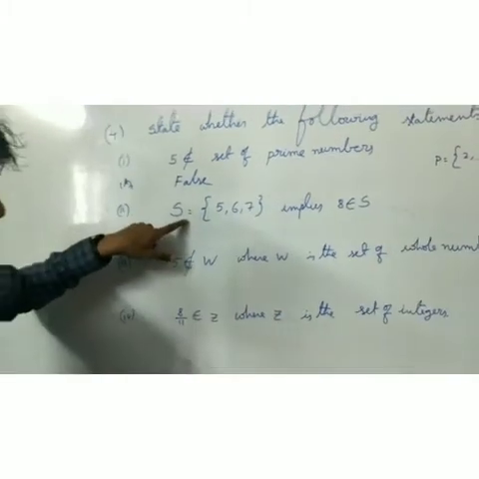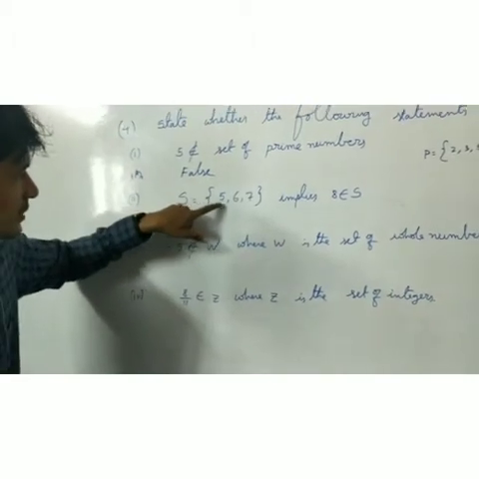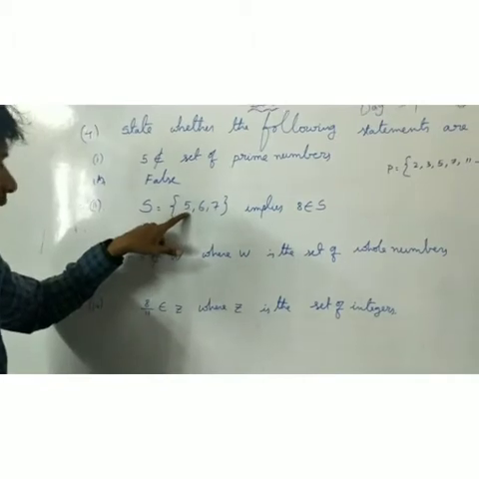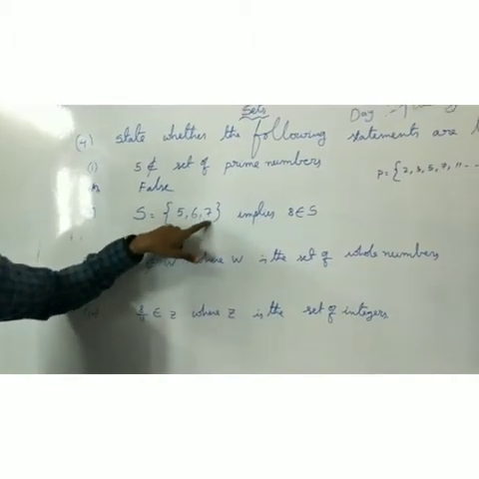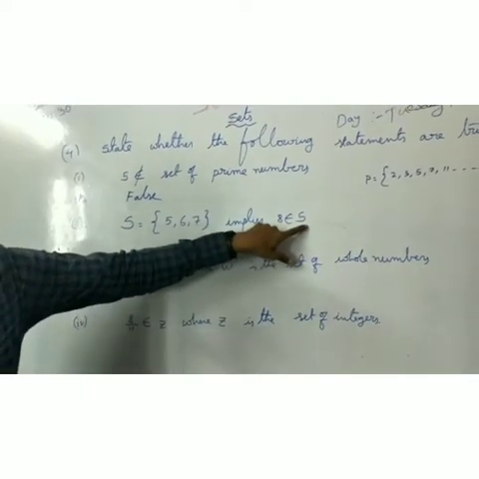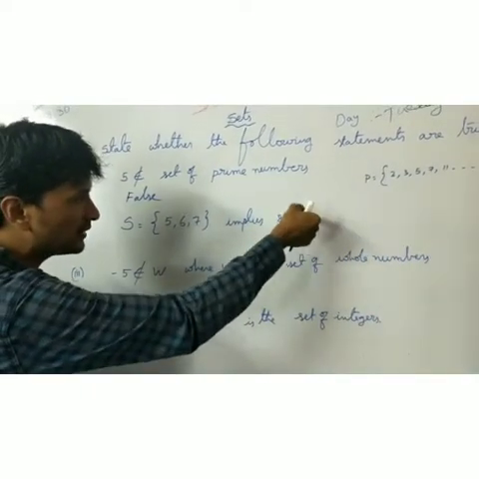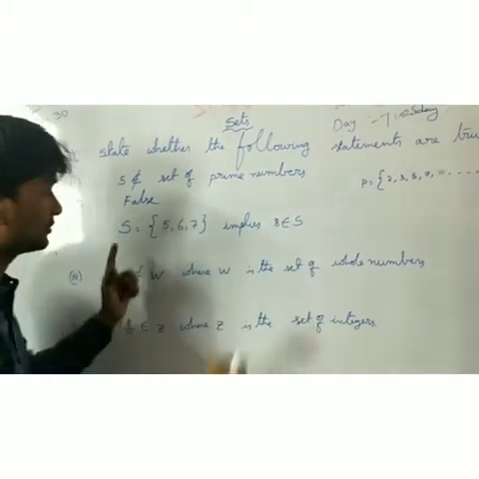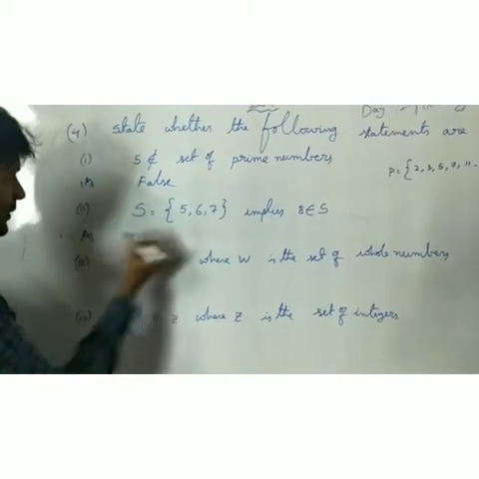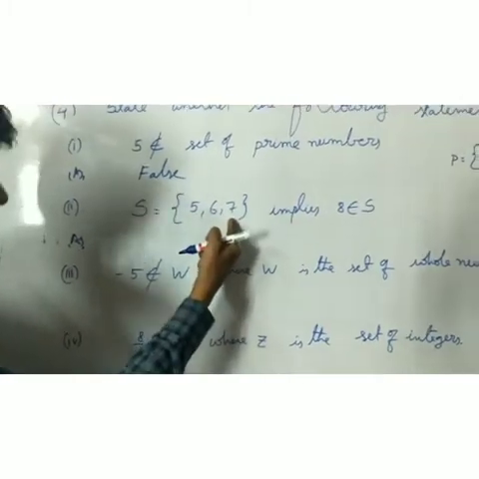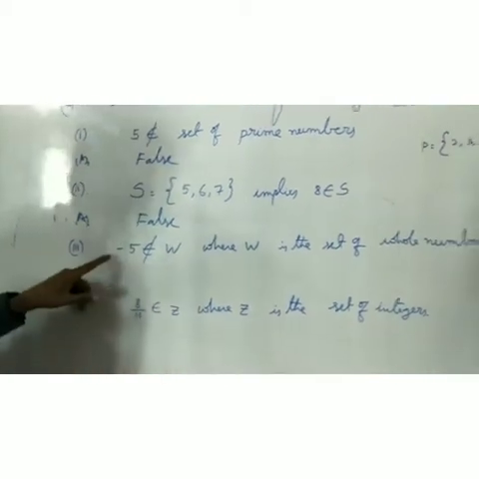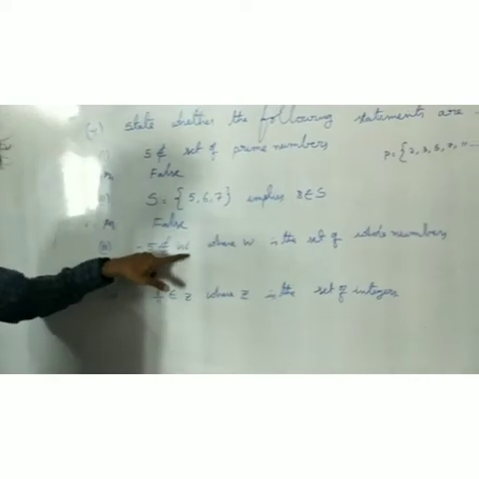Next one, the second one: S equal to the set S equal to {5, 6, 7} implies 8 belongs to S. So this set contains only 3 elements, 5, 6, 7, but 8 is not there in that set. But the statement says 8 belongs to S. 8 belongs to S means 8 is there in this set S given here. So true or false? Easily we can say it is a false statement, because 8 is not contained in this set. False.